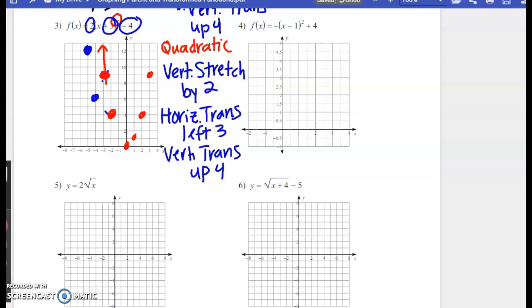It was right here. And then my origin, the point at the origin, I can't really stretch it. That's right here, but I can shift it. Left 3, 1, 2, 3, up 4, 1, 2, 3, 4.